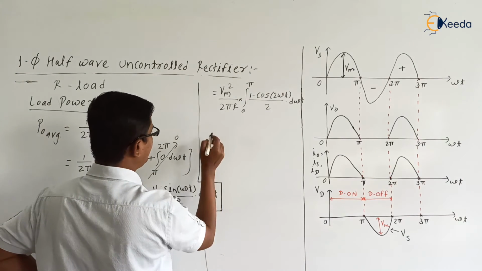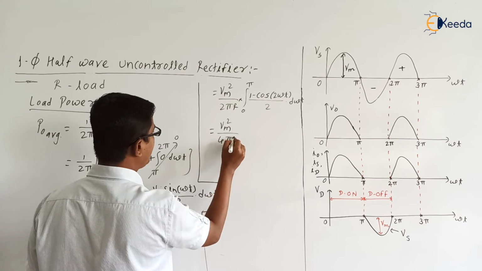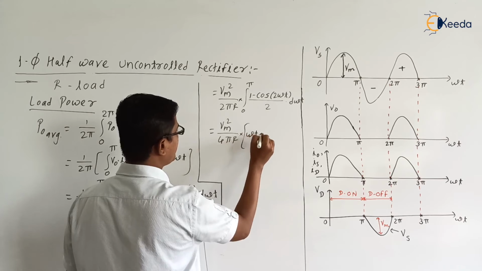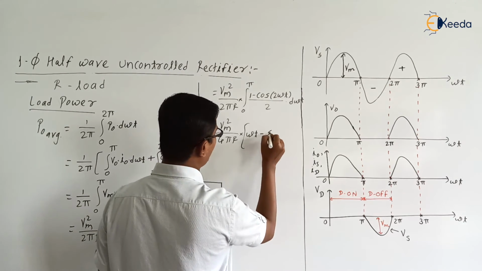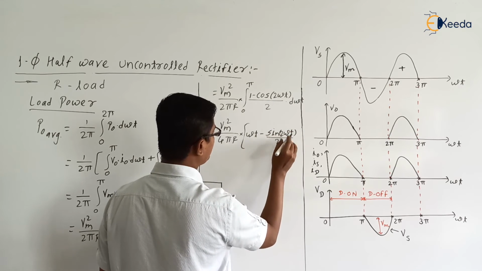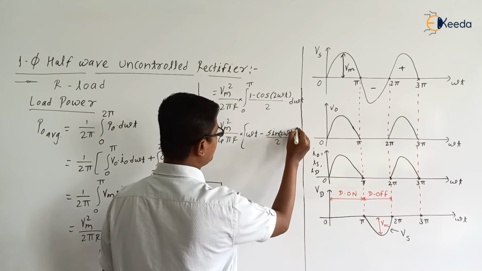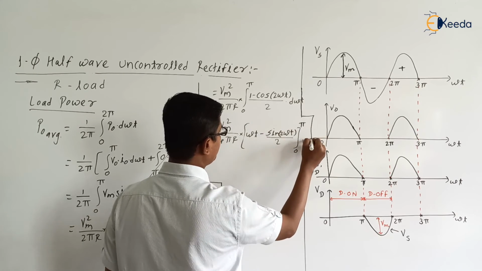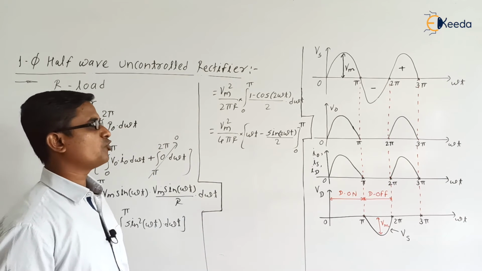Can we take these two outside? Yes, it is Vm square divided by 4 pi R into integration of 1, it is omega t, minus integration of cos of 2 omega t, it is sine of 2 omega t by 2. Are you getting the point? Right? So it is sine of 2 omega t by 2, limit 0 to pi. Okay. So omega t minus sine of 2 omega t by 2.